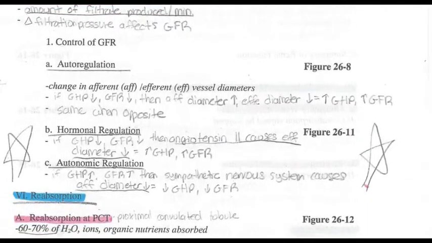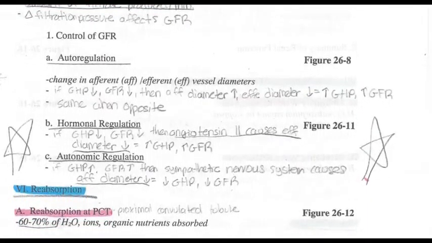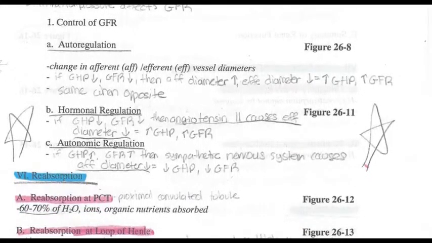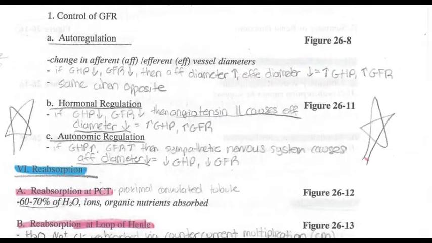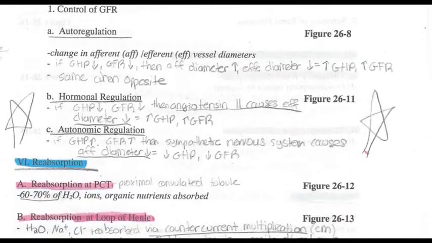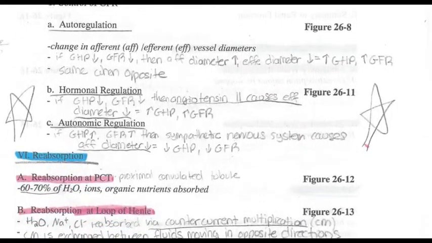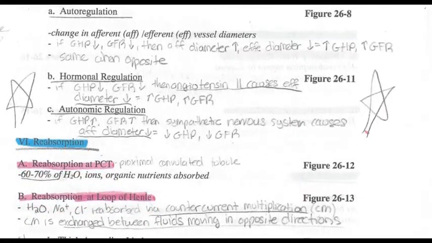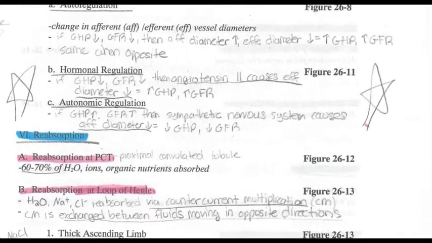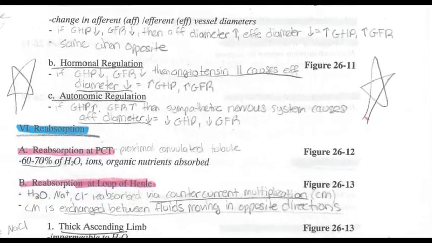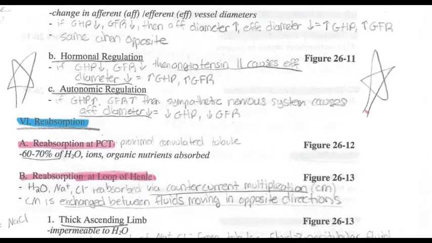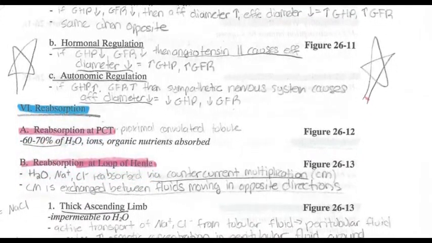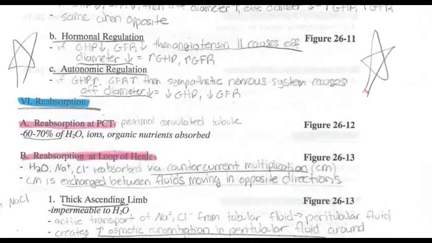B. Hormonal regulation. If GHP and GFR go down, then angiotensin II causes efferent diameter to decrease. This will lead to an increase in GHP and GFR. C. Autonomic regulation. If GHP and GFR increase, then the sympathetic nervous system causes afferent diameter to decrease. This will lead to a decrease in GHP and a decrease in GFR.